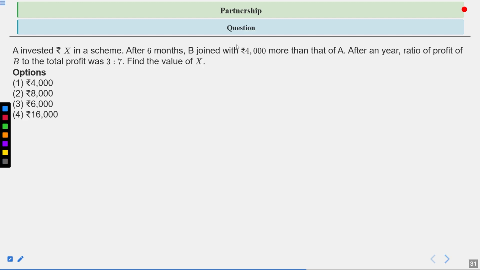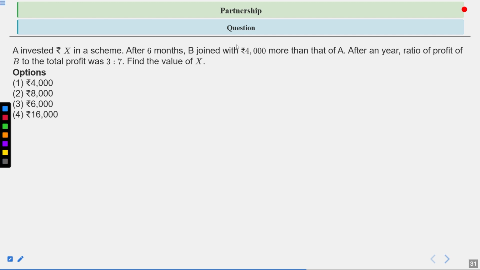A invests X rupees in a scheme. After 6 months, B joined with 4,000 more than the total of A. After a year, the ratio of the profit of B to the total profit was 3:7. Find the value of X.